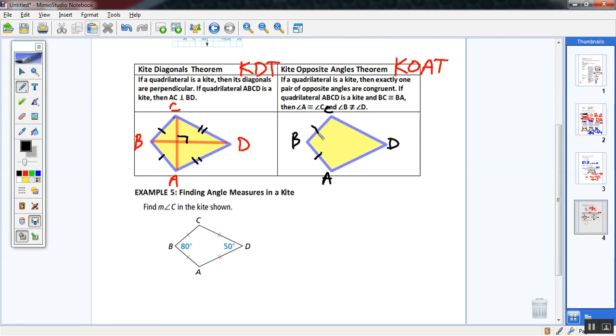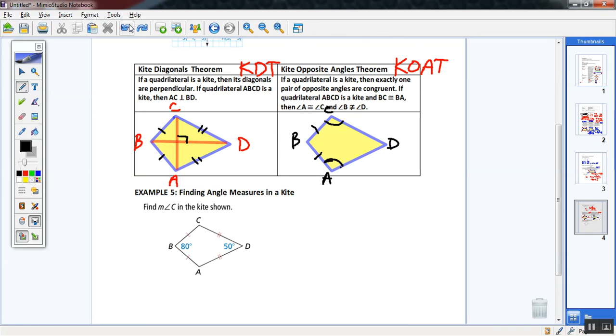Could I fold B over to D? Would this have symmetry folding B over to D? Would it have symmetry folding A up to C though? Yes, it would have horizontal symmetry there, which means that angle A would be congruent to angle C. So A and C are going to be equal in angle, but what about B and D? Are they going to equal each other? Careful. No. Okay, so just the ones right by the short sides typically.